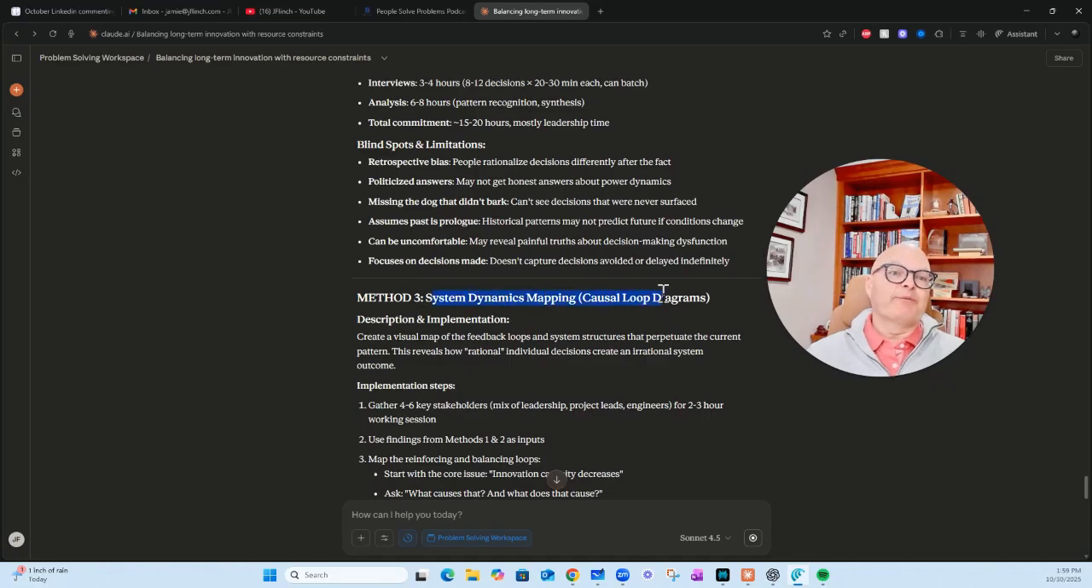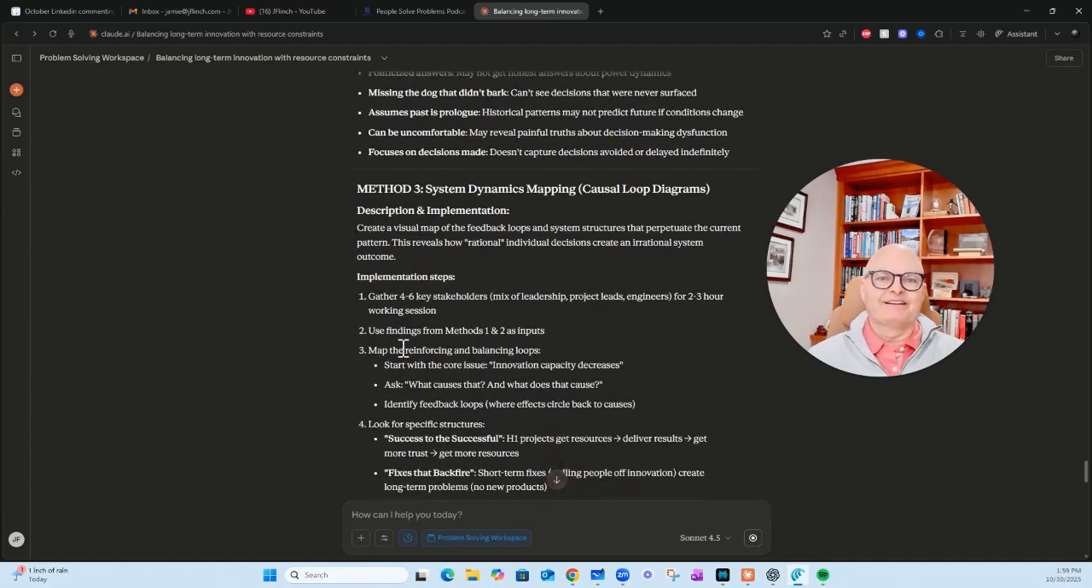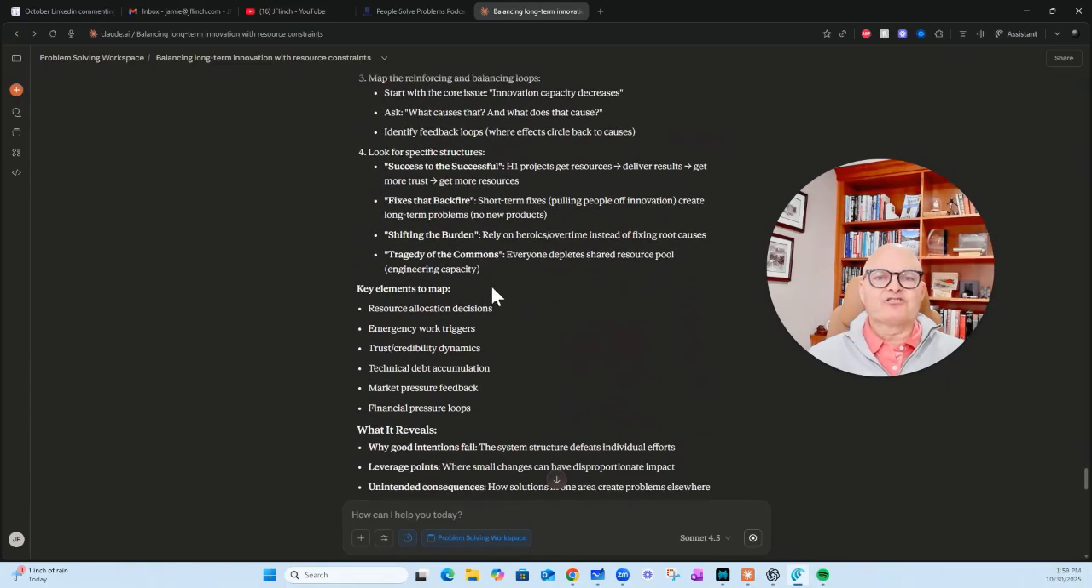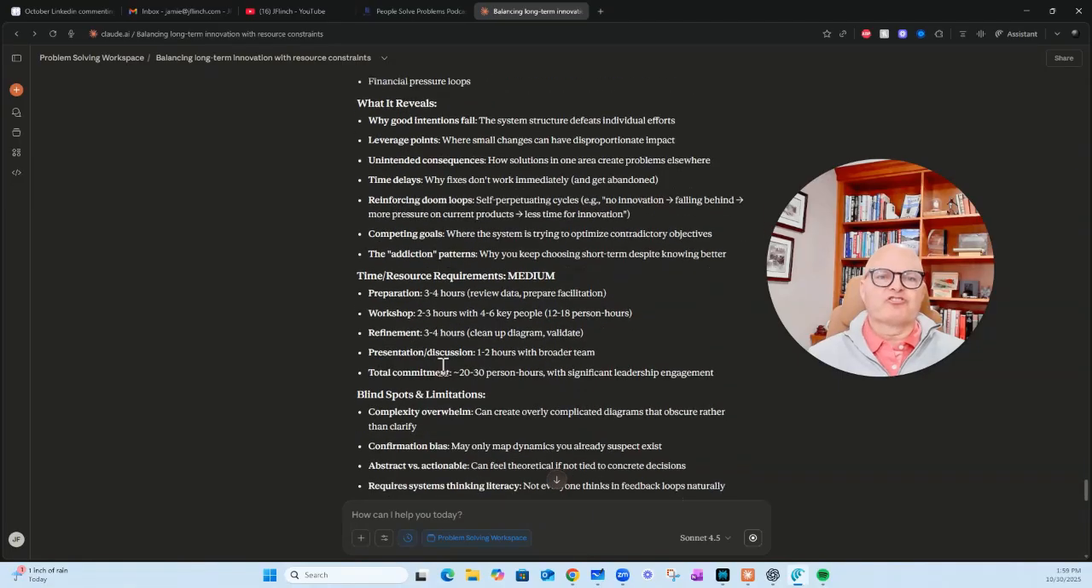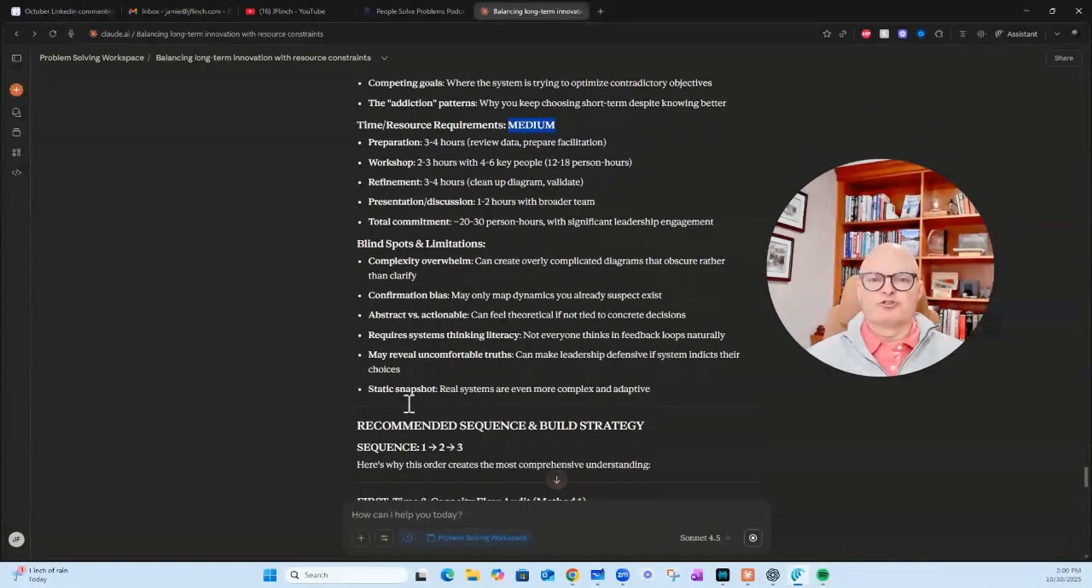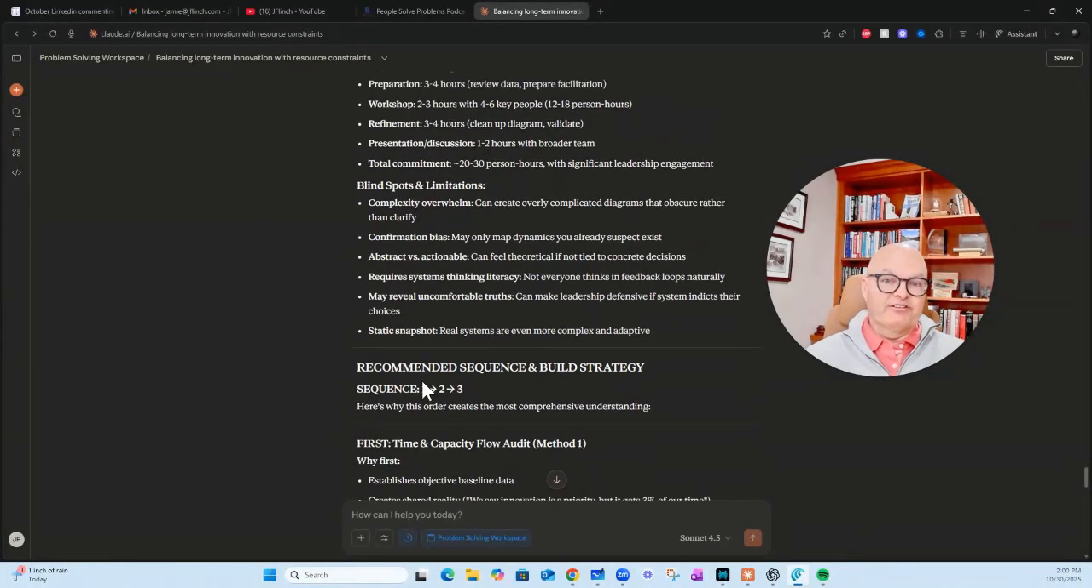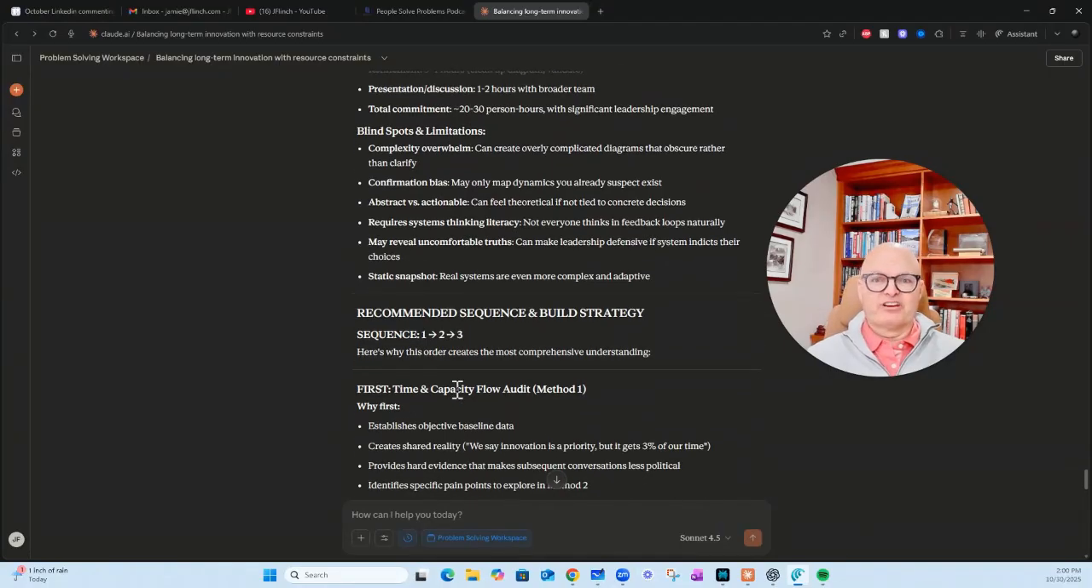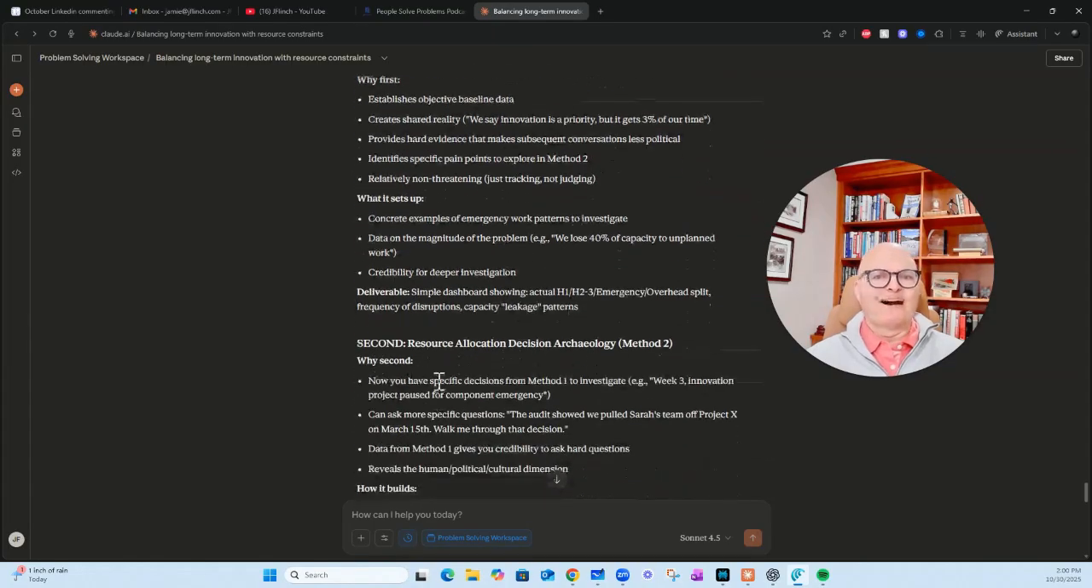Systems dynamics mapping, basically causal loop diagrams. Very common. For a complex system, it's probably going to be my go-to, even if I'm starting to map out causal loop diagrams in my head. So it gives some instructions on what it's doing. It's going to say medium, I'm going to say medium to medium hard. As it goes forward, well, okay, that workshop is 2 to 3 hours. So it's recommending an approach here, a sequence, 1, 2, 3, as it goes through it and why you do that.